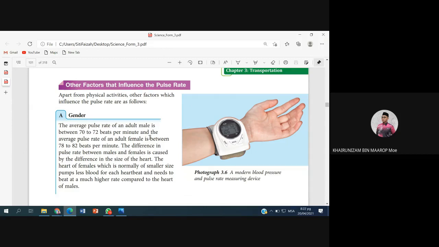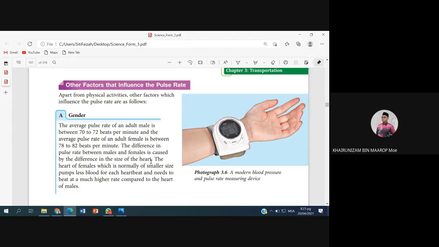Beats per minute. And the average pulse rate of an adult female is between 78 to 82 beats per minute. So, if you look at this one, the difference in pulse rate between males and female is caused by the difference in the size of the heart. Okay, the size of the heart.